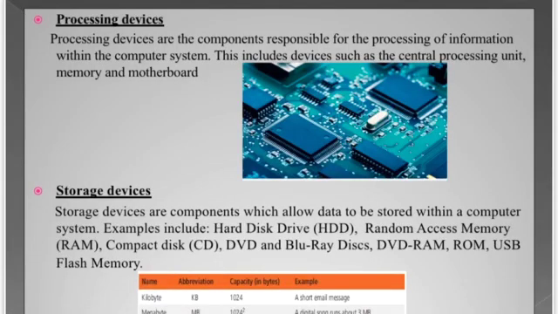Now to the processing devices. Processing devices are the components responsible for the processing of information within the computer system. Examples of these processing devices are the central processing unit, which you all know is the brain of the computer. We also have the memories and the motherboard. After we generated our information within the enterprise, we make use of our input devices to input it. The processing devices help us to process it. We will now transfer it to the storage devices.